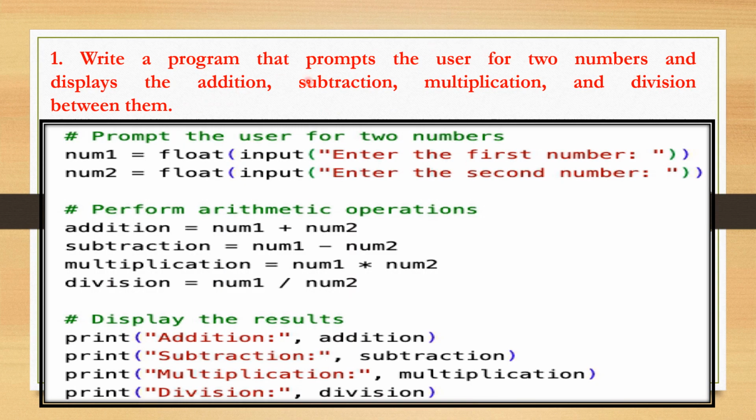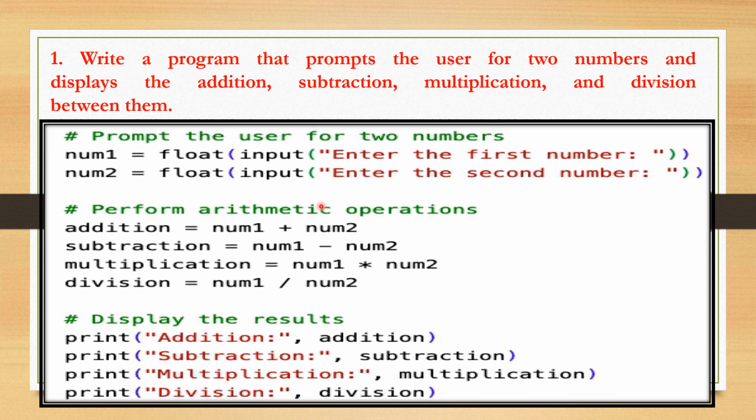The first program in this is to prompt the user for two numbers and display the addition, subtraction, multiplication and division from them. Here we will start by prompting the user to enter two numbers. The input function is used to receive the user input, and the float is used to convert them into a floating point number, that is, a decimal number.